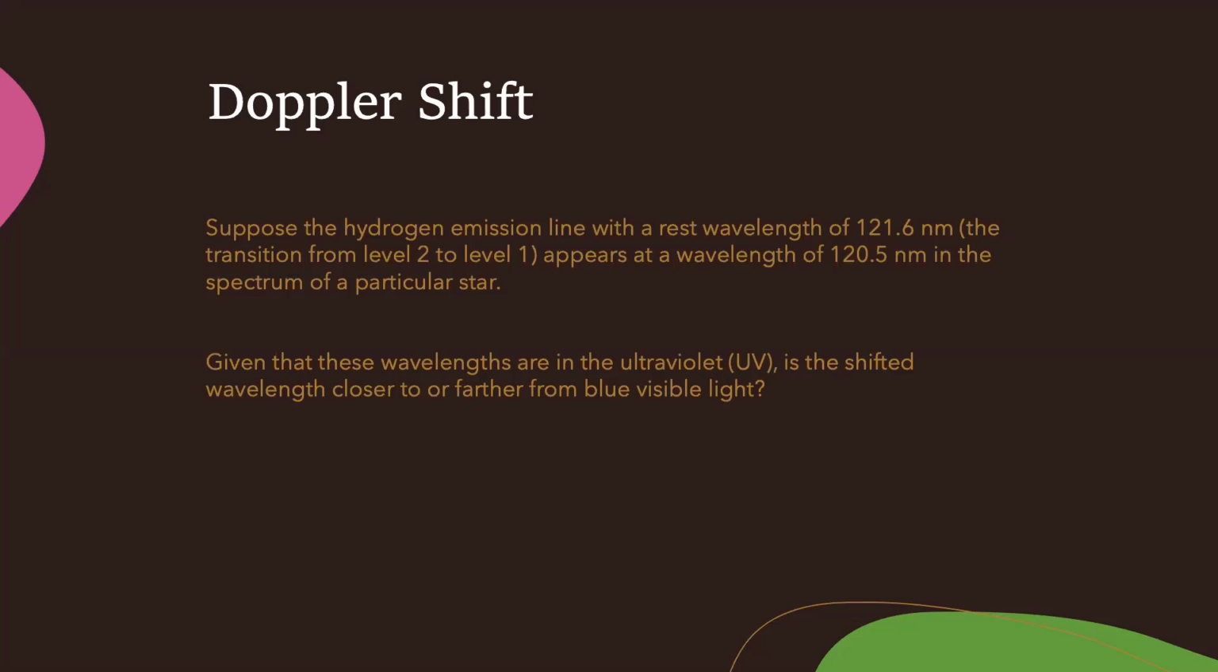Given that these wavelengths are in the ultraviolet part of the spectrum, you can Google electromagnetic spectrum, so you can look at the different kinds of EM waves all at once. That's a good idea. I would do that. So given that these wavelengths are in the ultraviolet, is this shifted wavelength closer to or farther from blue visible light?